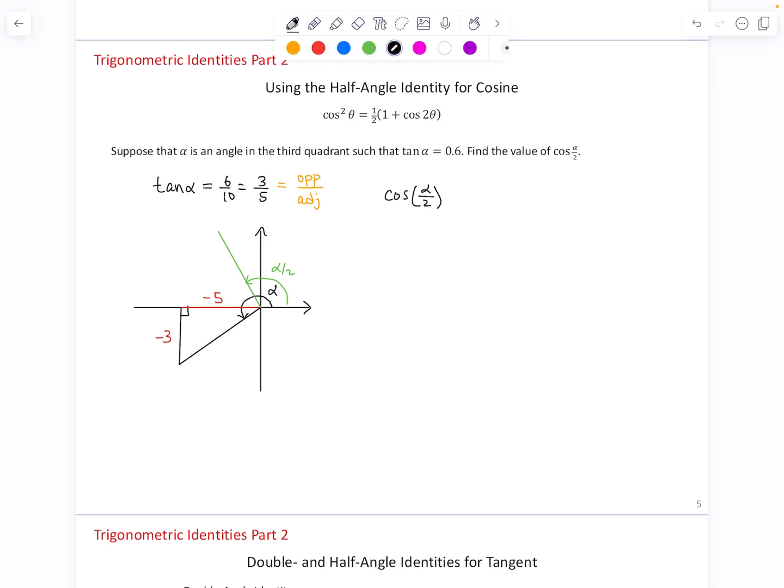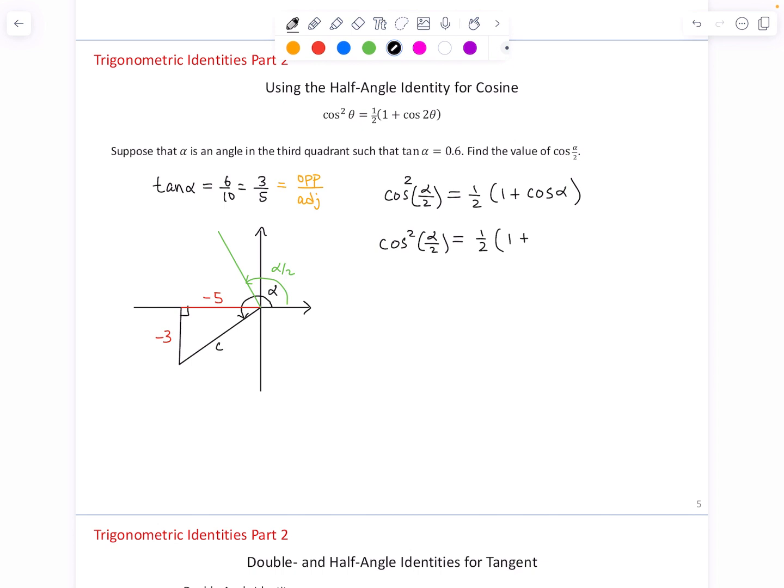So according to the identity, we get cosine squared of alpha halves is equal to 1/2 times 1 plus cosine, and then double alpha halves, which turns the argument to just alpha. So I can use the reference triangle I have here to do that part of our identity. So cosine squared of alpha halves is 1/2 times 1 plus, and I have to do the cosine of alpha, which is adjacent over hypotenuse. So I do need to find the hypotenuse. Let's call it C for now.